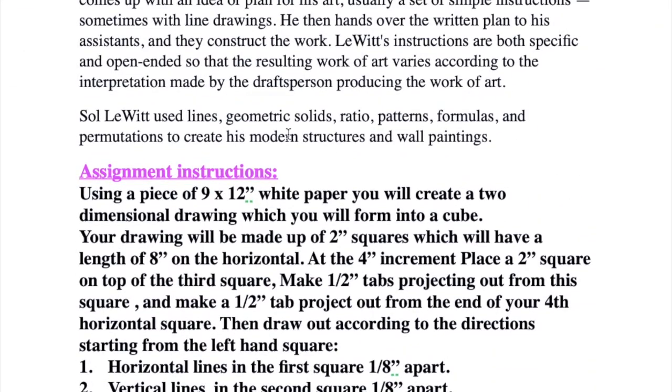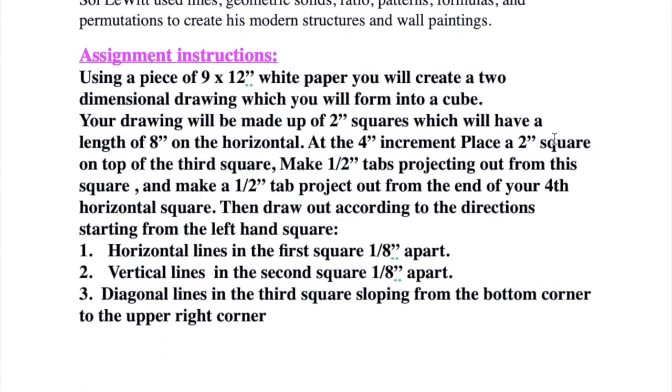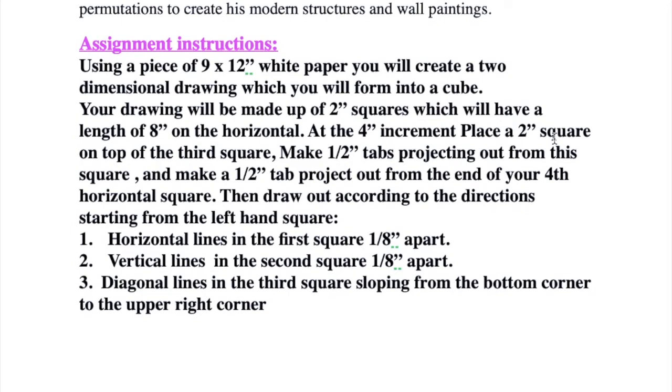And, of course, we have Sol LeWitt, who was working with concepts that he was coming up with. He used lines, geometric solids, ratio patterns, formulas, and permutations to create his modern structures or wall paintings. So, a geometric solid, or thereabouts, a cube.